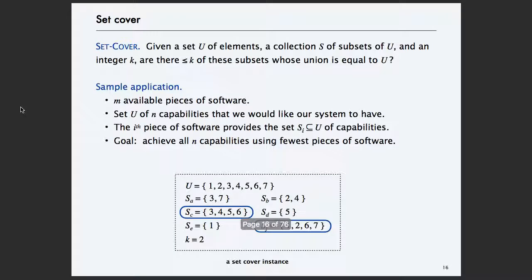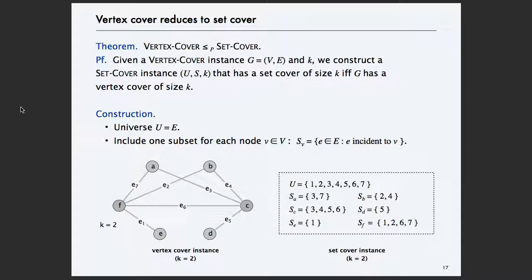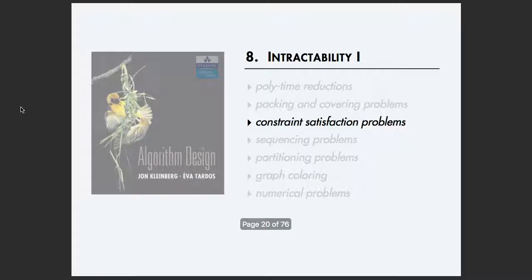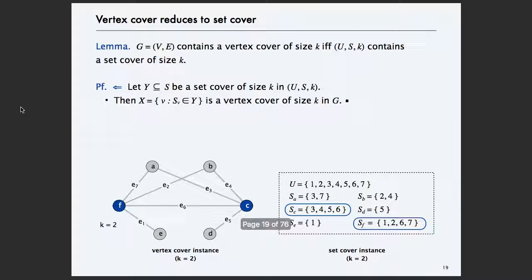Then we talked about set cover. Given a set U of elements, a collection S of subsets of U, and an integer k, are there a set of subsets, at most k of them, whose union is equal to U? And then we saw that this is the exact same thing as vertex cover.